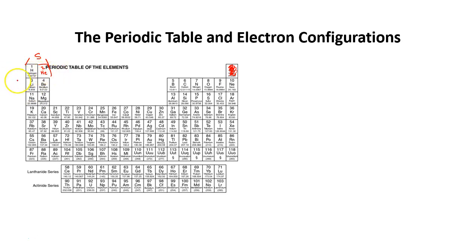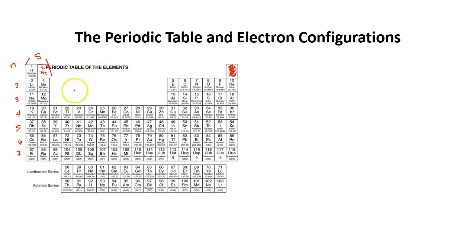Alright. The rows, or what we call periods, correspond to the energy level. So this is N right here. So this first row is energy level 1, second row is energy level 2, third row is energy level 3, fourth row is energy level 4, fifth row is energy level 5, sixth row is energy level 6, and seventh row is energy level 7.